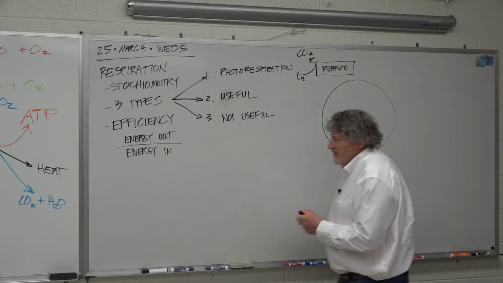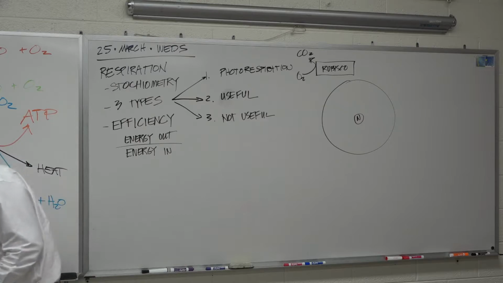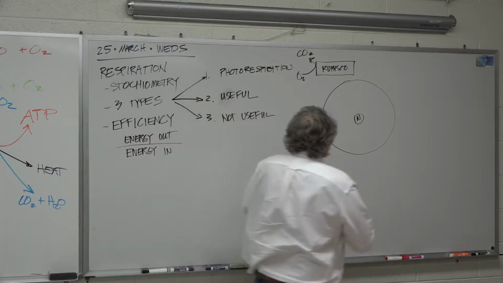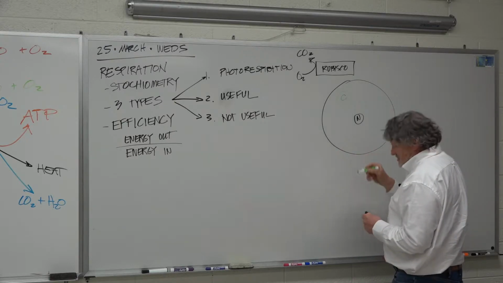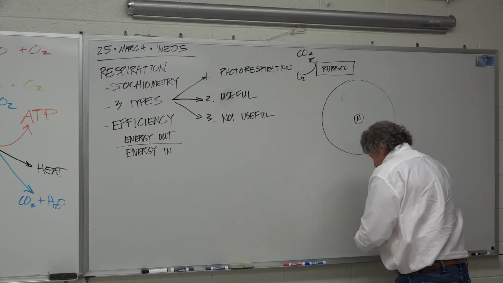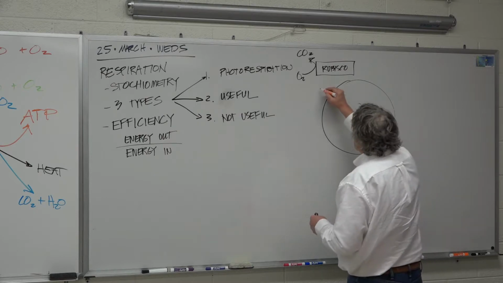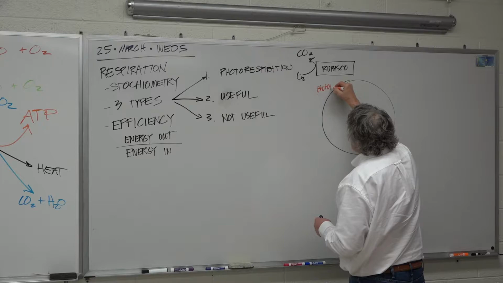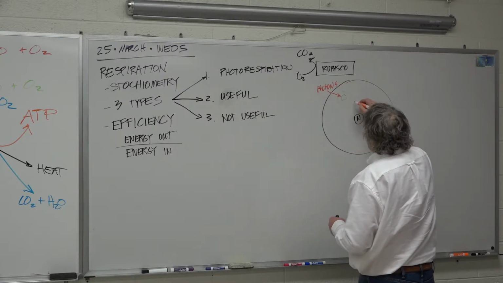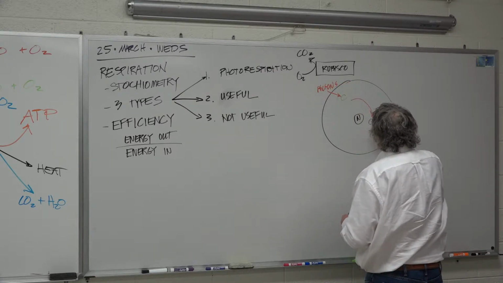We're going to put a chloroplast in here. C for a chloroplast. And of course the light comes in here, photons. And this makes carbohydrate.